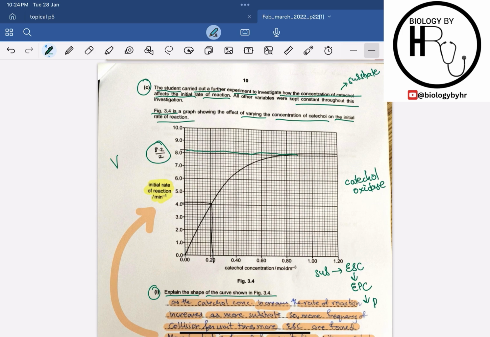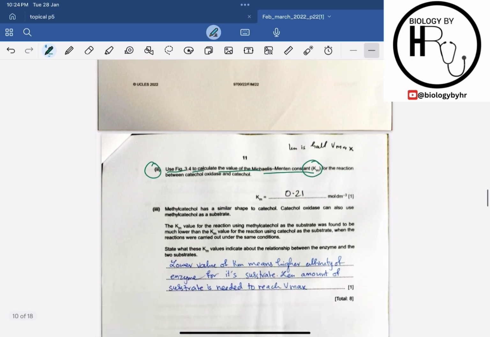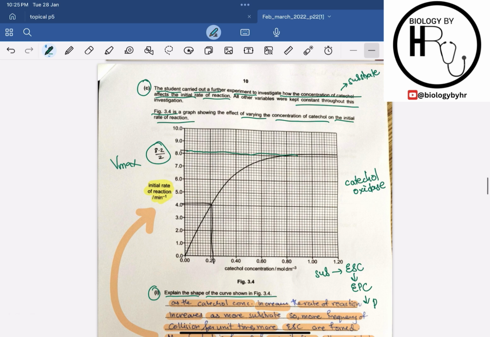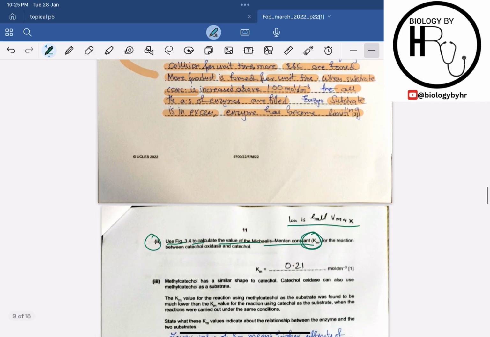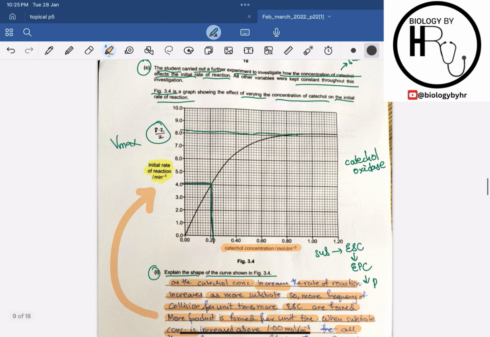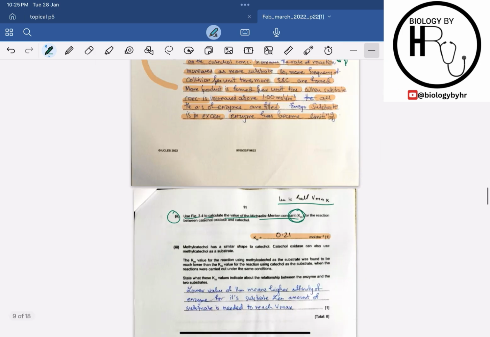The Vmax coming is 8.2, and we know what Km basically is. Km is half of the Vmax, right? And half of the Vmax would be around 4.1, so it would be somewhere over here, and the value coming will be around 0.21. So the answer for the Km is 0.21, which is the substrate concentration at half Vmax, and half Vmax is 4.1.